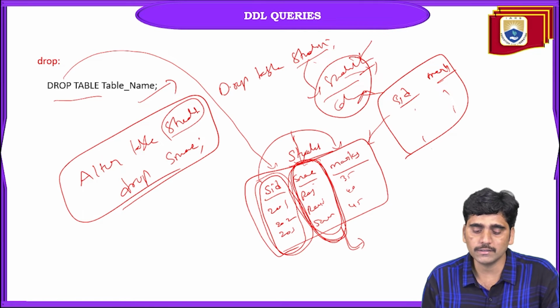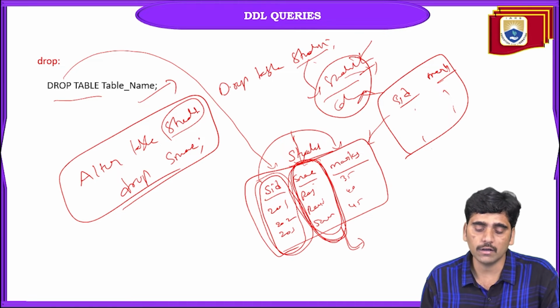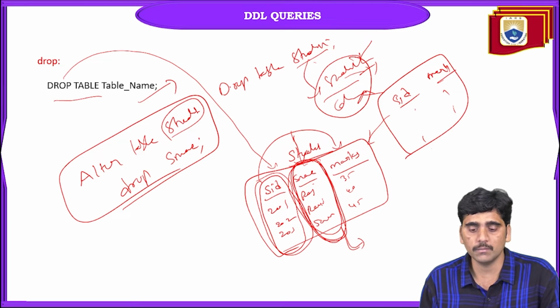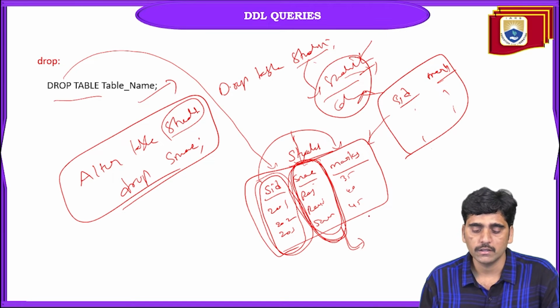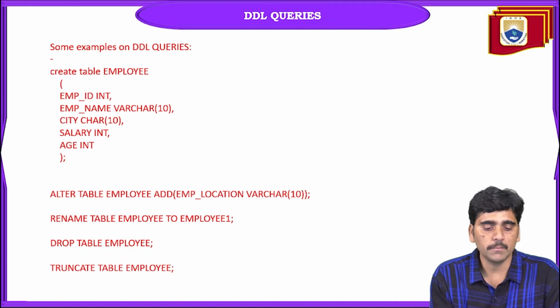So this is the difference between drop and truncate. Truncate table deletes the records but not the table structure. But drop table drops all the records as well as the table also. Right? So we will see some examples of how we are going to perform all the DDL operations on different tables.